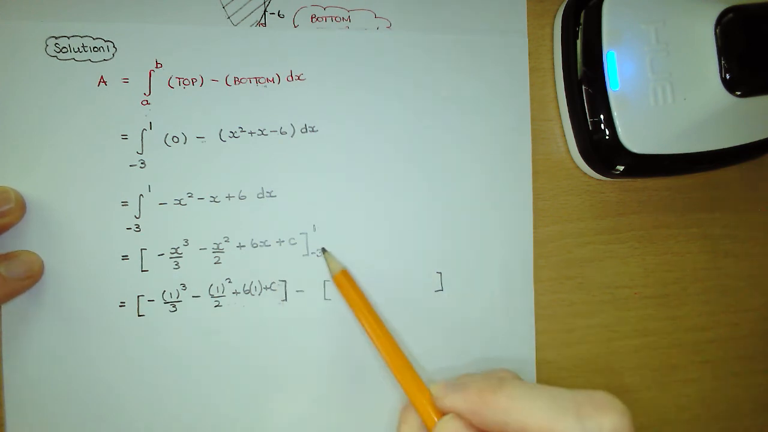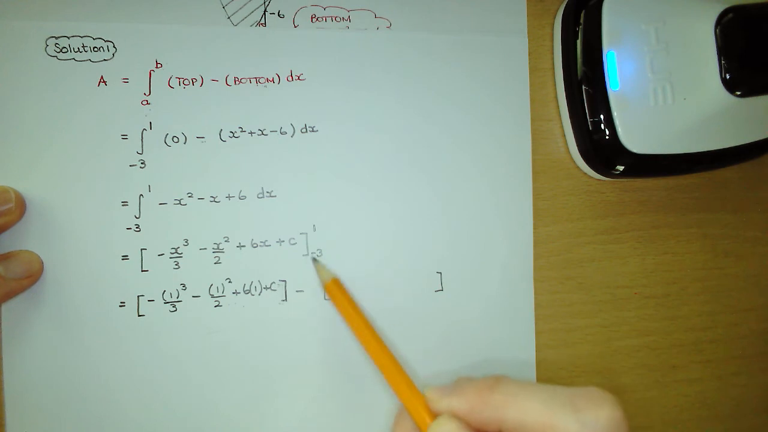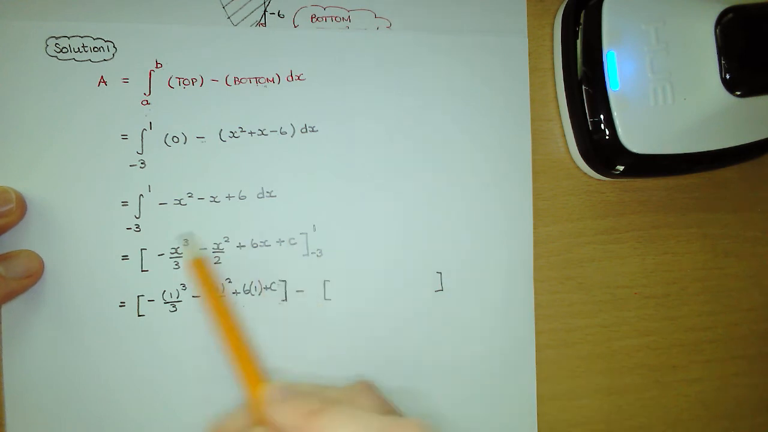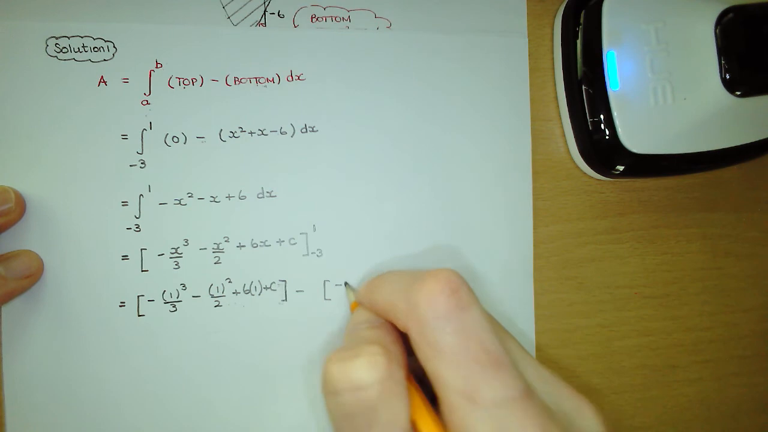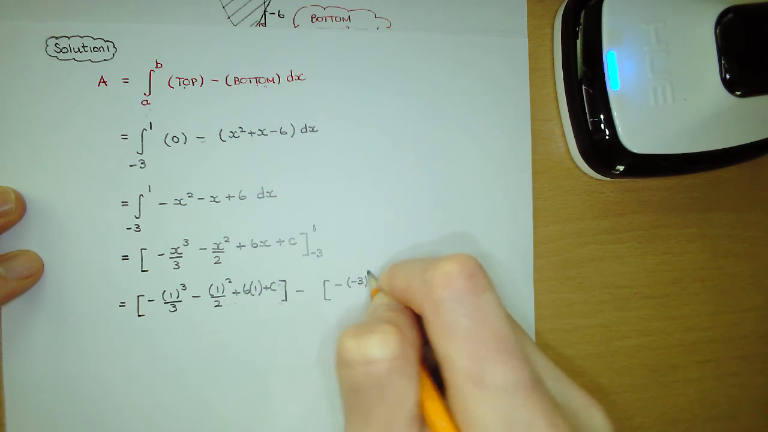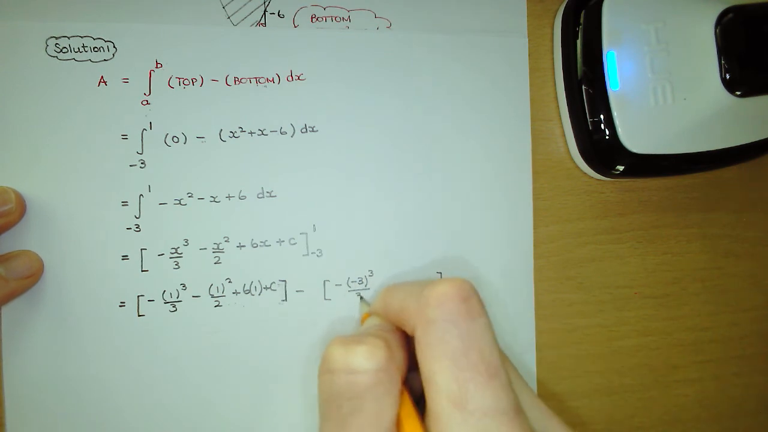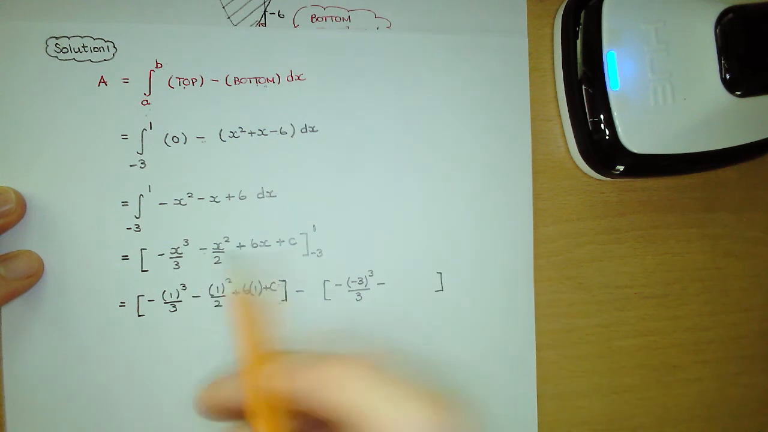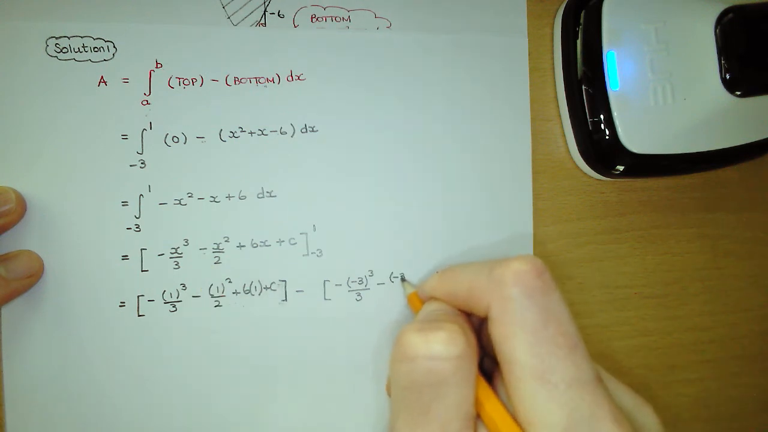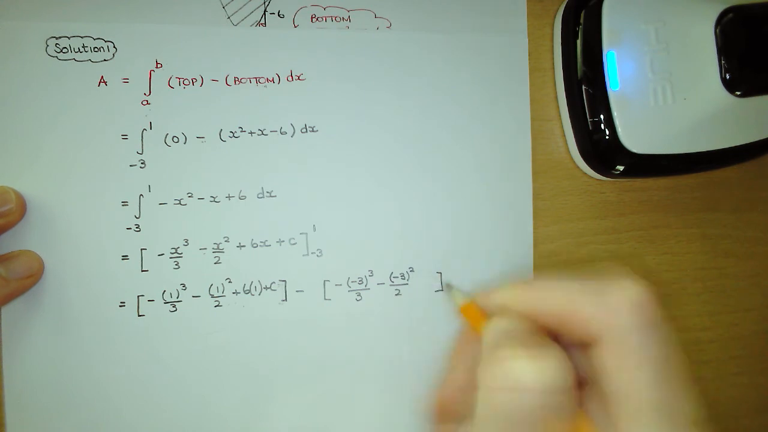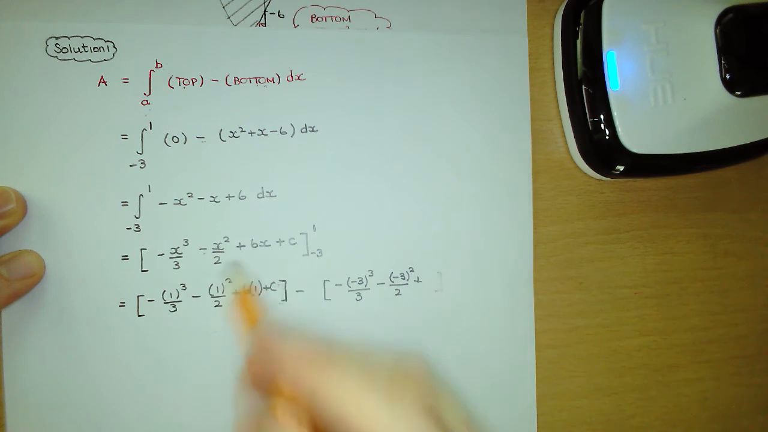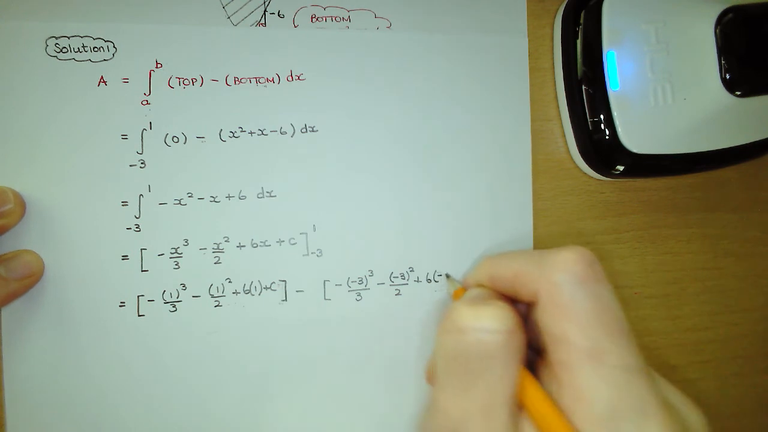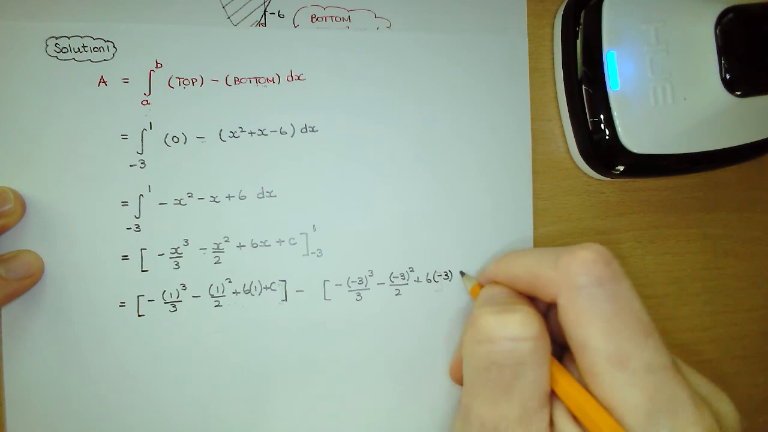We're now going to sub the bottom limit, x, remember the limits are x values, so we're going to sub the bottom limit minus 3 into the expression, and that is going to go into the second square bracket that we've opened here. So we're going to get minus, and then we're going to have minus 3 all cubed, that's all over 3, minus, and then we've got minus 3 all squared over 2, plus, we've got 6 times minus 3, and then we've got plus c.